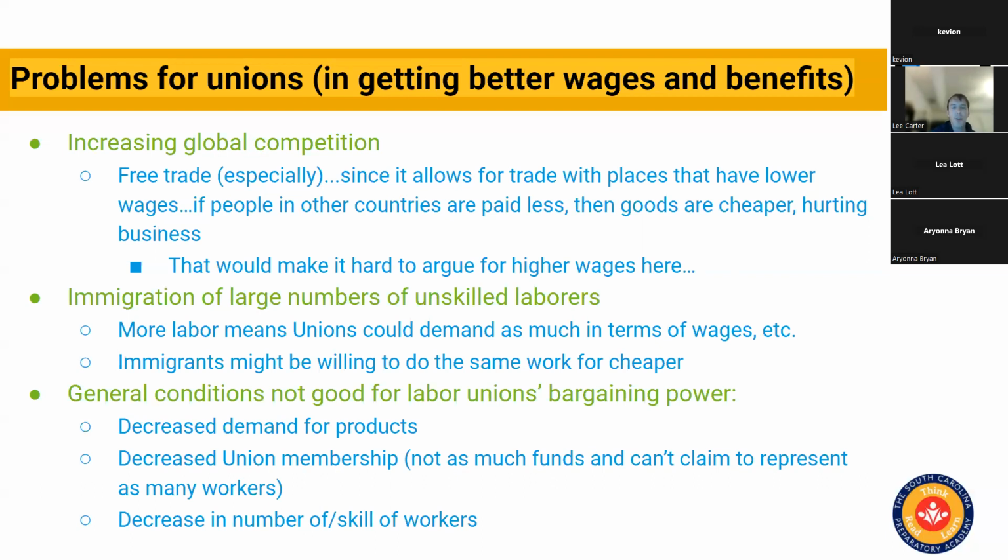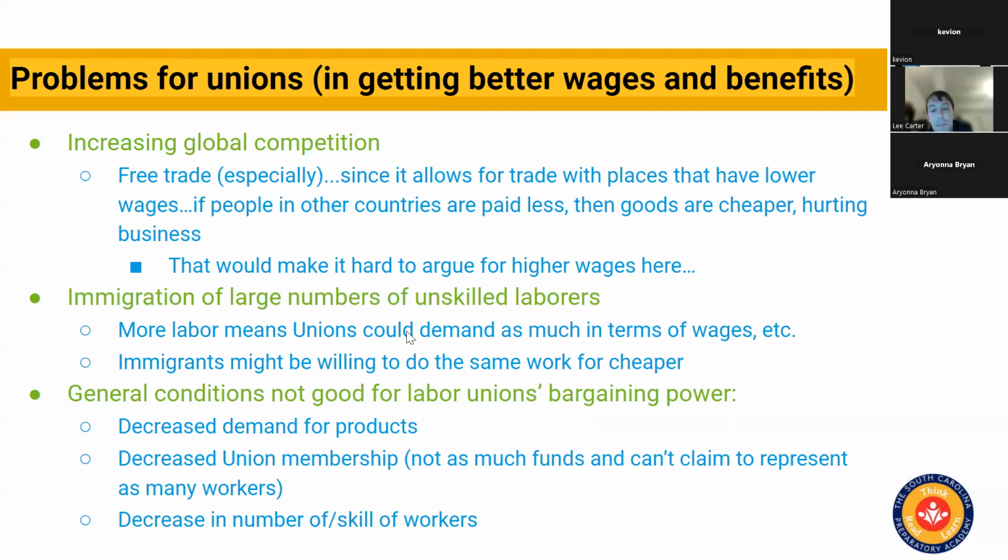Another thing that hurts unions in getting better wages is immigration of large numbers of unskilled laborers. Right? Unskilled does not mean they're not capable of learning skills. Okay, that's not what that means. It just means that maybe they're not trained in those things. Okay, so having more labor means unions could not demand as much in terms of wages, etc. All right.